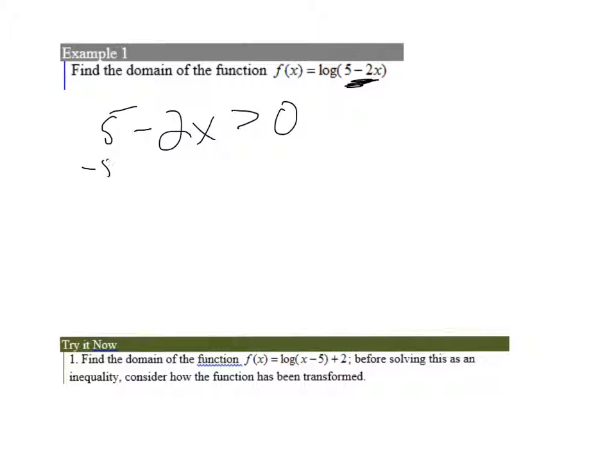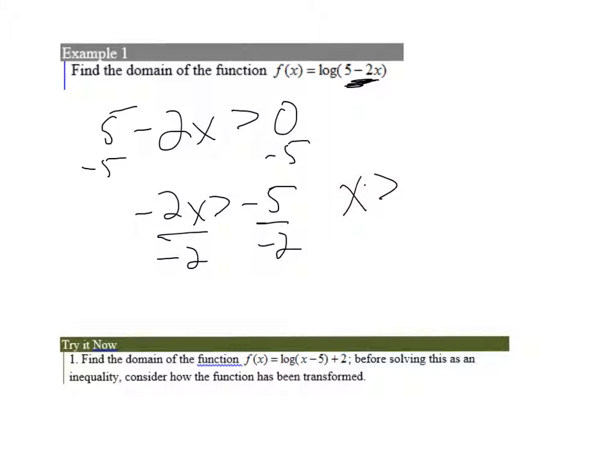I'm going to subtract 5 from both sides. So that gives me negative 2x is greater than negative 5. Then I'm going to divide by negative 2, divide by negative 2. So the domain is x has to be greater than 5/2. Okay, and that's how you do that. So you just look at the inside, whatever's inside the argument, we call that, and solve that.